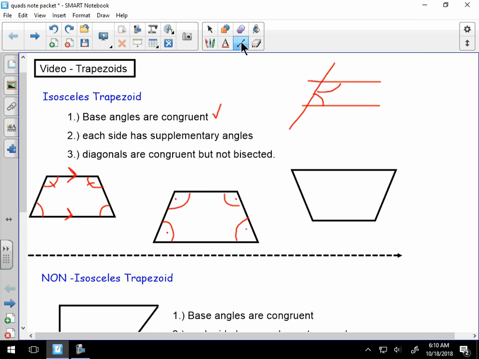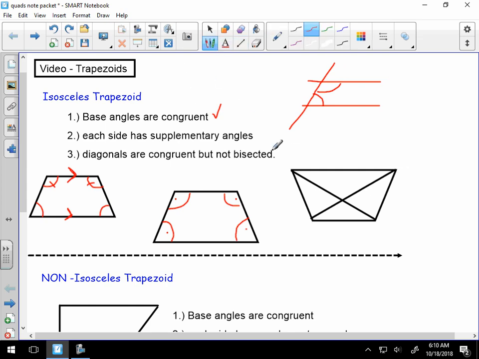Alright, the diagonals are congruent, but they do not cut each other in half. So make sure you know that. Obviously, you can probably tell that this portion is not equal to this portion on this diagonal.